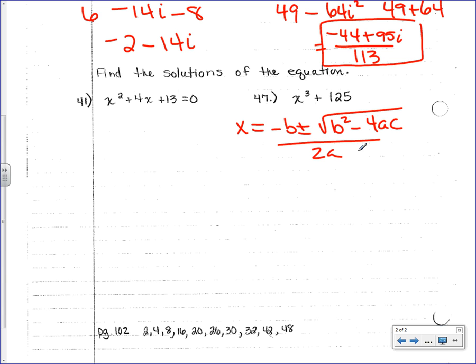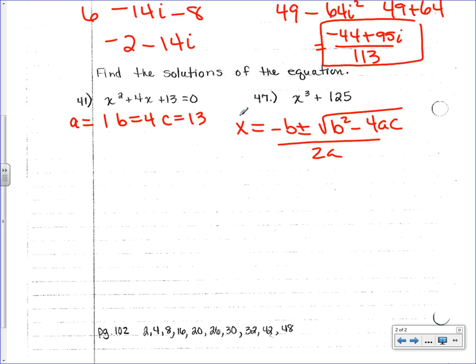Not on video. Okay? All right, so that's what we're going to do. If you still need to write it down for yourself, you can. What's A? Don't tell me X. That doesn't even make sense. What's A? 1. What's B? 4. What's C? 13. Very good.